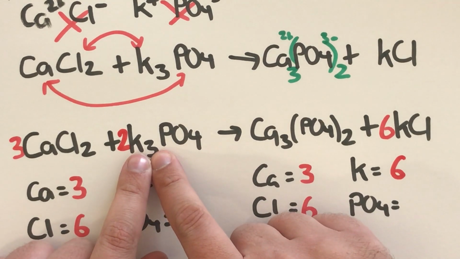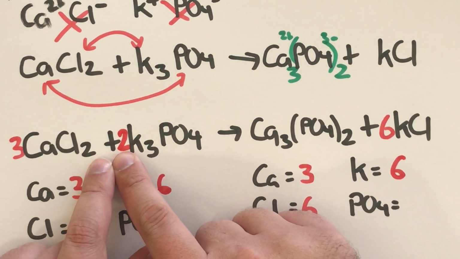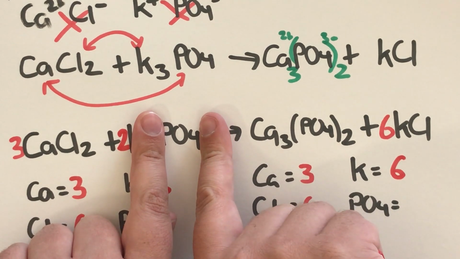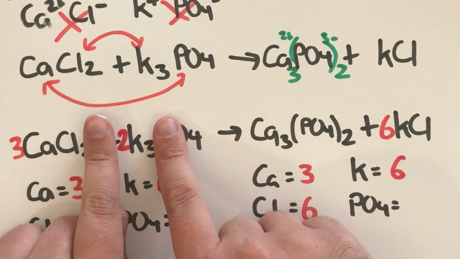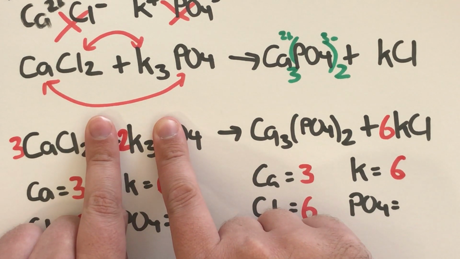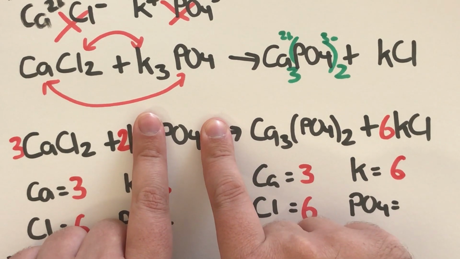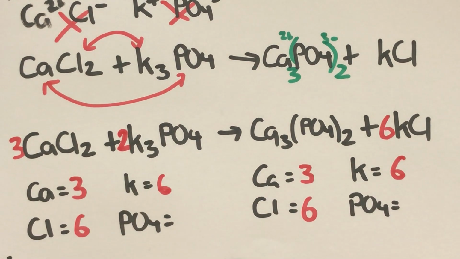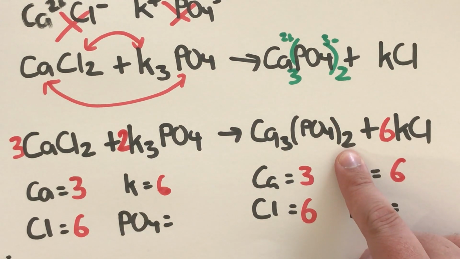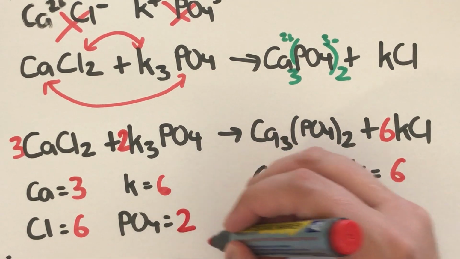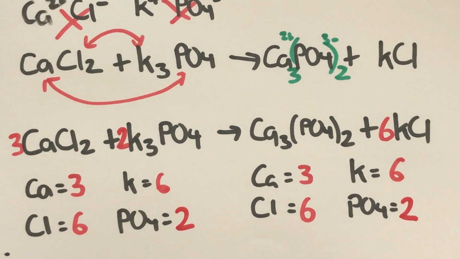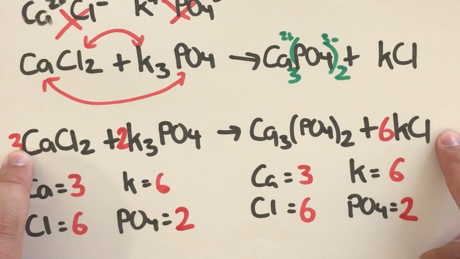Now, by putting the 2 there, we've also now said we've got 2 phosphates. So 2 molecules of potassium phosphate means we have 6 atoms of potassium and 2 molecules of phosphate. Now when we come over on this side, we notice in our PO4 we already have 2 because we need that to balance that ionic compound. So we can say that that is 2 and that is 2. And that tells us now that this reaction here is balanced.